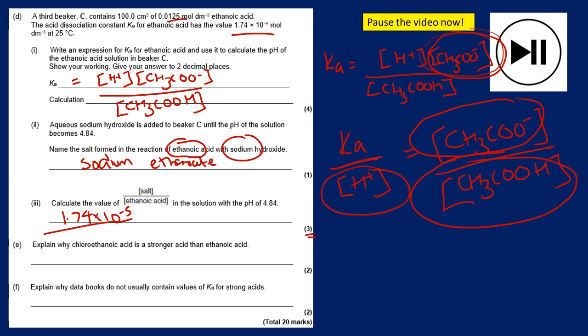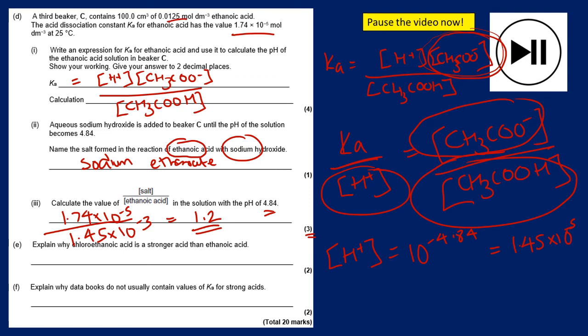In terms of H plus, we're told the pH is 4.84. So H plus concentration is going to be 10 to the minus 4.84, because H plus concentration is 10 to the minus pH. That comes out at 1.45 times 10 to the minus 5. So if we do 1.74 times 10 to the minus 5 divided by 1.45 times 10 to the minus 5, that's going to give us the ratio of the salt to the acid. Now that was a tough question. You probably didn't know where to start there, perhaps. That was tricky because of the way in which they've asked it.